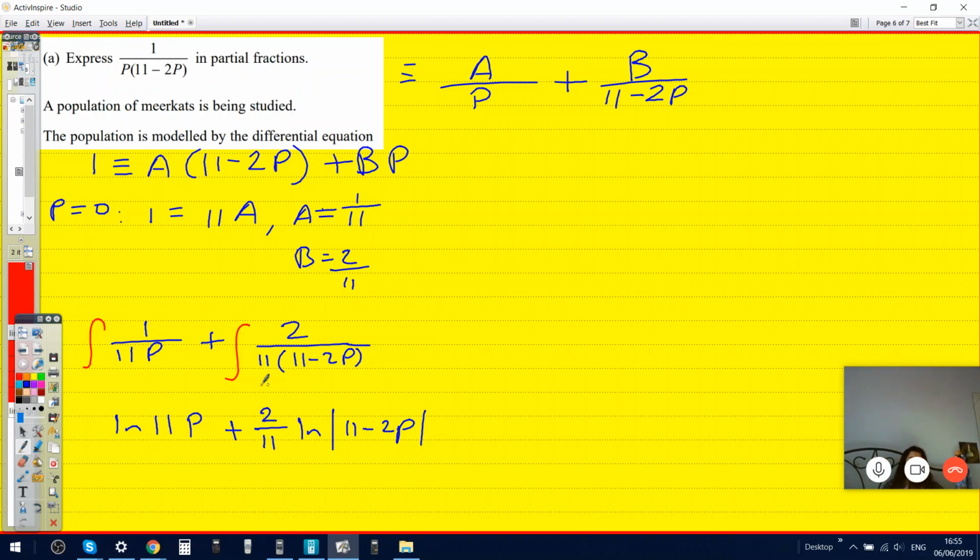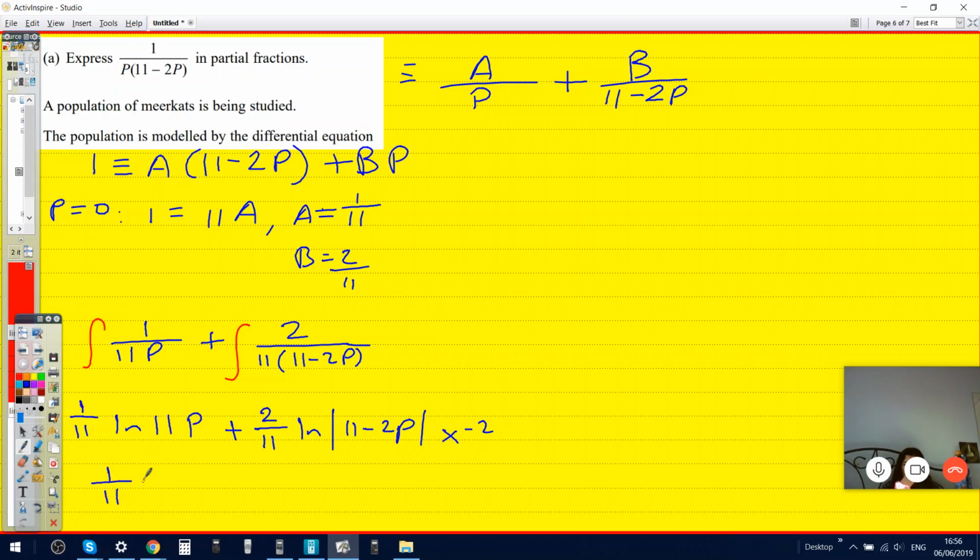Don't forget reverse chain rule for both of them. I don't know what that means. What's the derivative of 11p? 11. And so, coefficient? 11. You divide by 11 because it's integrating. So same thing for this one? So, minus 2 times, no, so, 2 over 11. Minus 2 times 2 over 11. Yeah.